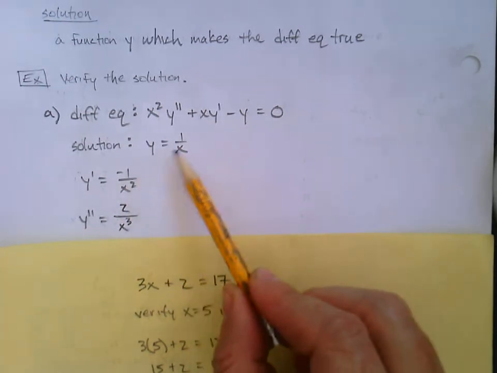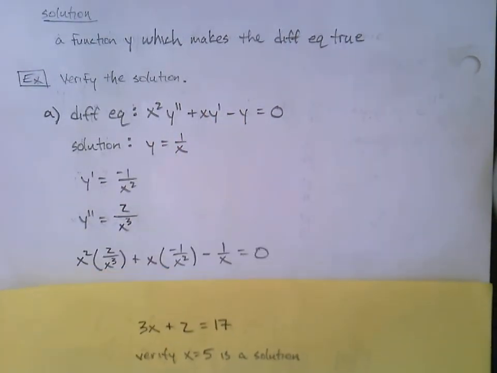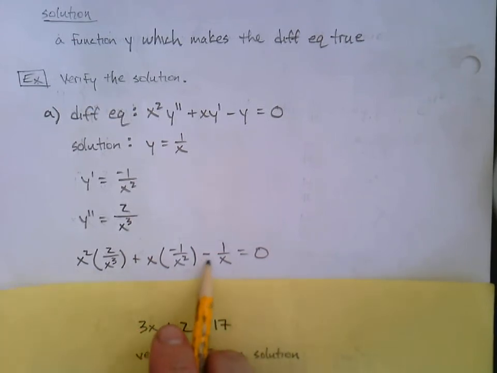And now we're going to plug all these three in, and we're going to confirm that we get a true statement. So I'm going to say, all right, x squared times y double prime. Well, y double prime is 2 over x to the third, plus x times y prime. Well, y prime was negative 1 over x squared, minus y. Well, y was 1 over x. So now you notice everything is x's. And we know this thing equals 0.